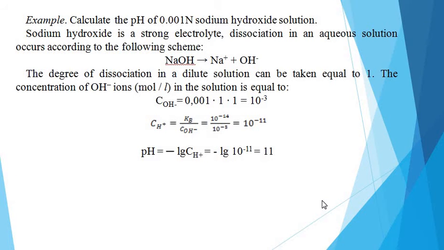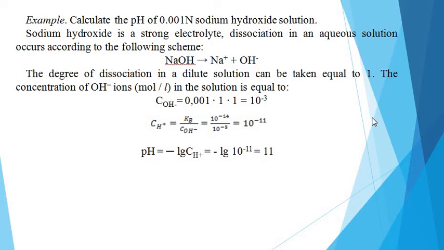For example, calculate the pH of the 0.001 normality concentration of sodium hydroxide solution. Sodium hydroxide is a strong electrolyte. Dissociation in an aqueous solution occurs according to the following scheme. Sodium hydroxide dissociates into a positively charged sodium ion and a negatively charged hydroxide ion, and the degree of dissociation in the dilute solution can be taken equal to 1.